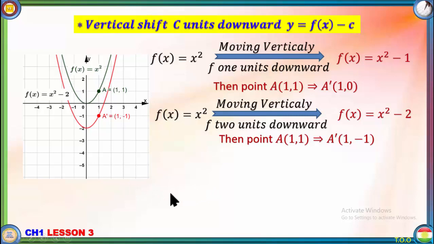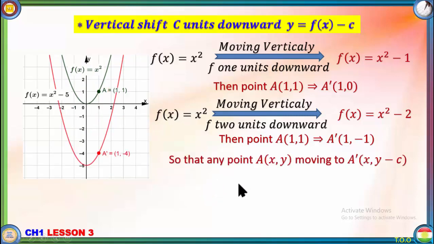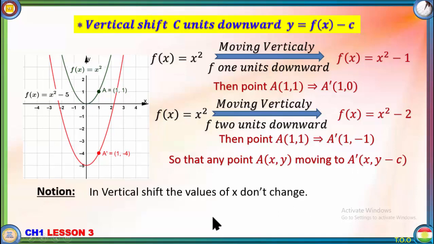In this case we subtract the value of c from the value of y, so that any point like A(x, y) moves to A'(x, y minus c). In the vertical shift, the value of x does not change, but the value of y is changed.